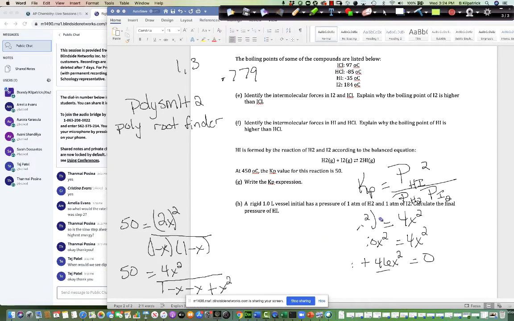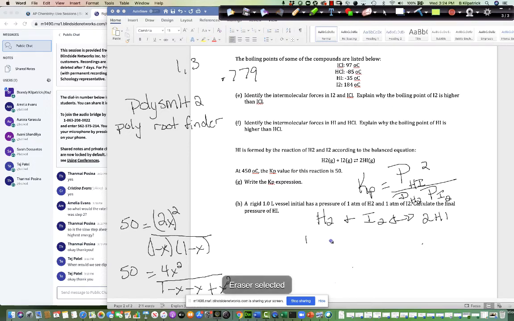ICE table, okay, so if you remember, on your ICE table, you have H2, you have I2, and then you have this. Okay, so when you're looking at this, this is 1, this is 1, this was 0, this was minus x, or plus 2x. So really it has to make sense in the context of this.